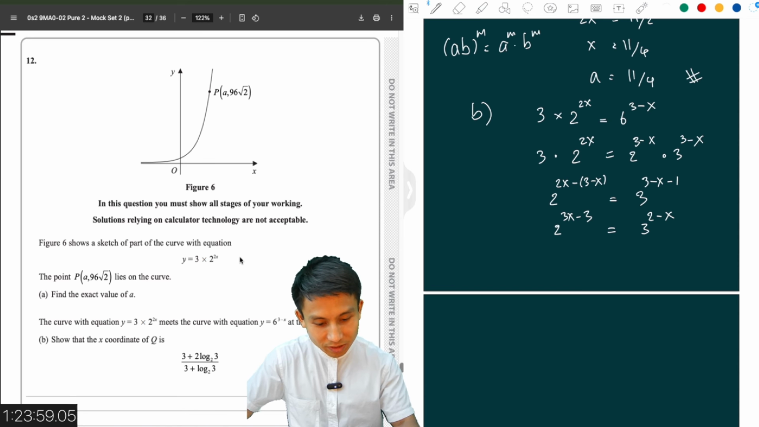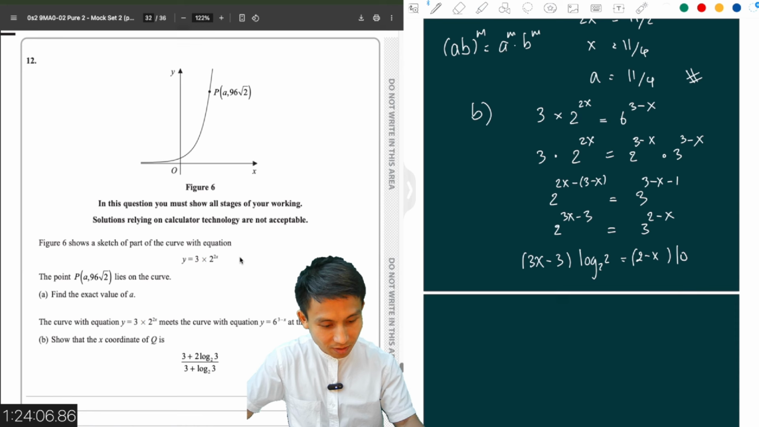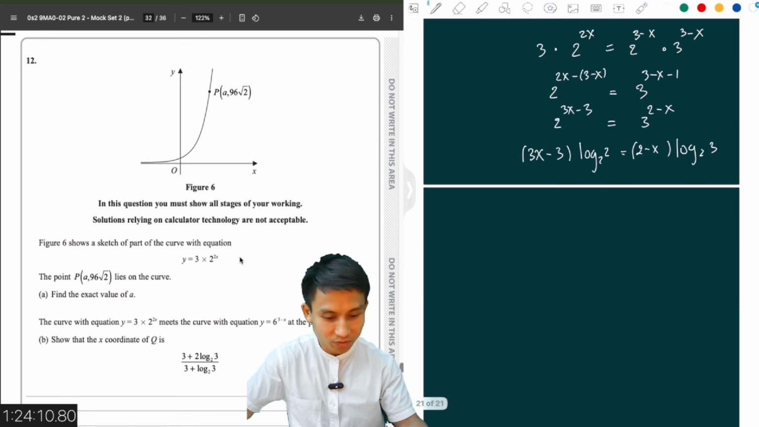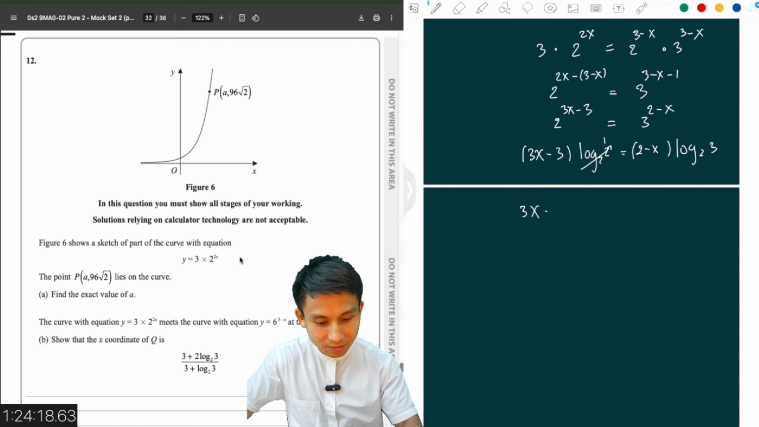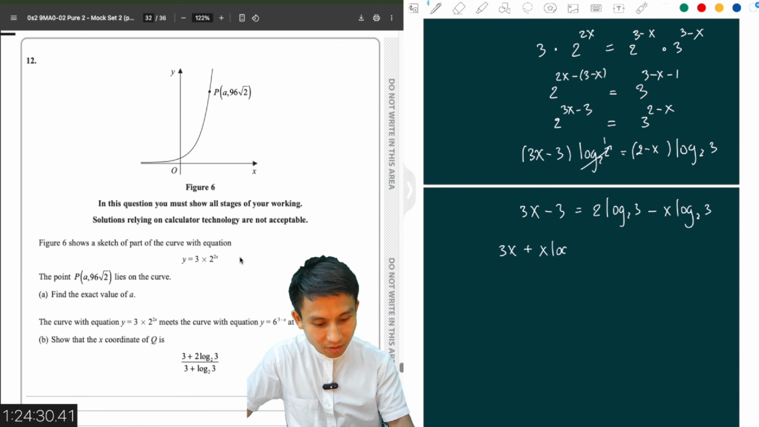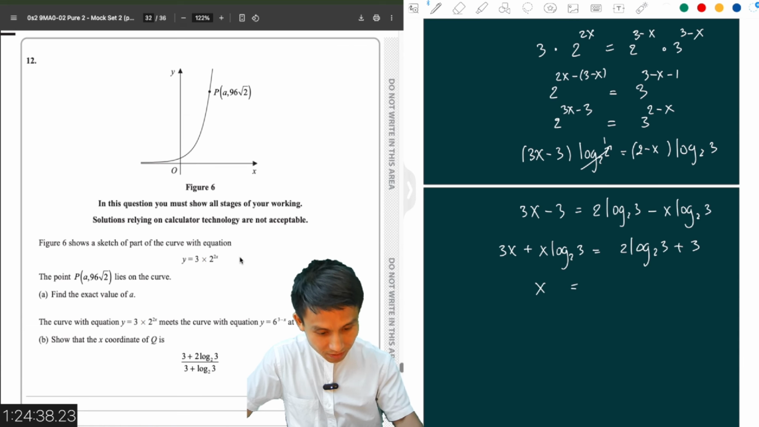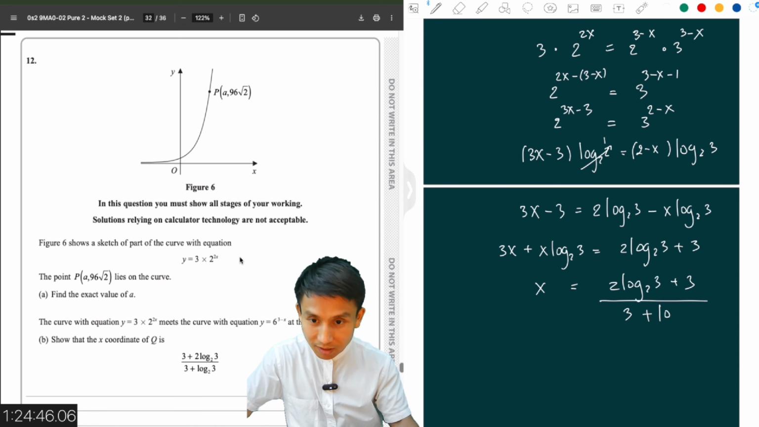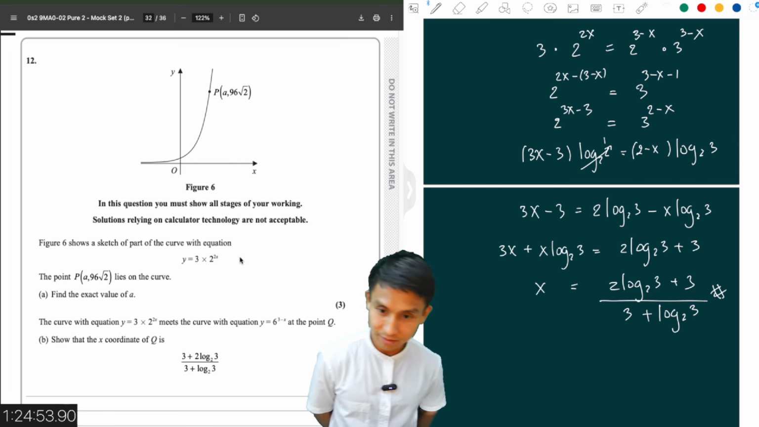If we take log base 2 on both sides, we get 3x minus 3 times log base 2 of 2, which is 1, equals 2 minus x times log base 2 of 3. So we expand: 3x minus 3 equals 2 log base 2 of 3 minus x log base 2 of 3. If we merge the x terms, we get 3x plus x log base 2 of 3 equals 2 log base 2 of 3 plus 3. Factor the x out and make x the subject, and we get 3 plus log base 2 of 3 in the denominator. That seems to be the same, so I think I got it. There you go, as required.